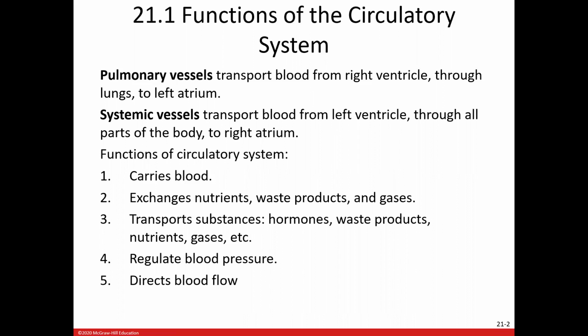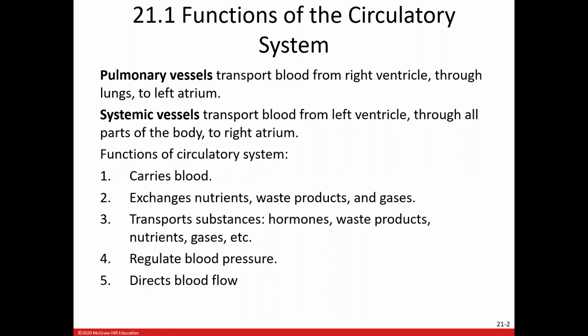Then we have the systemic vessels, which bring the oxygenated blood from the left ventricle into the aorta, which then passes the blood to different parts of the body. Once that blood has gone to the tissues it's going to deliver its oxygen to, it then returns to the body and enters the right atrium chamber of the heart.